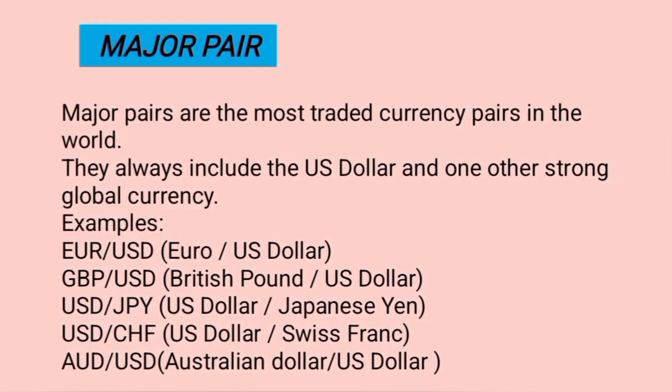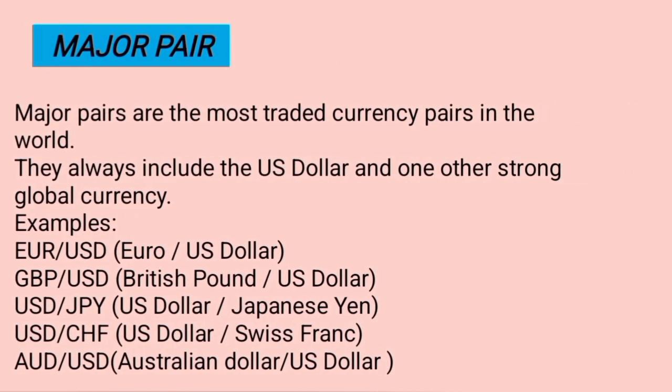So what are major currencies? Major currencies are the most traded currency pairs in the world. They always include the US dollar and one other strong global currency. For example, we have the euro against the US dollar, the Great Britain pound against the US dollar, the US dollar against the Japanese yen, the US dollar against the Swiss franc, and the Australian dollar against the US dollar. These are all major pairs because they are pairs from countries with really strong economies. That's why they are the major pairs.